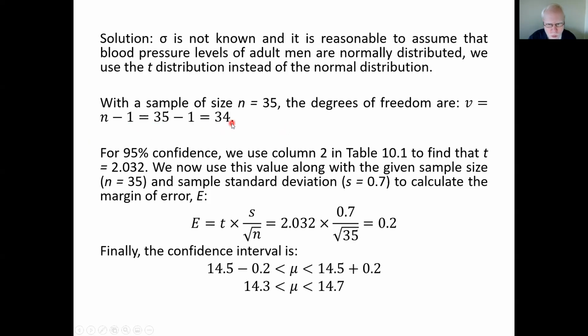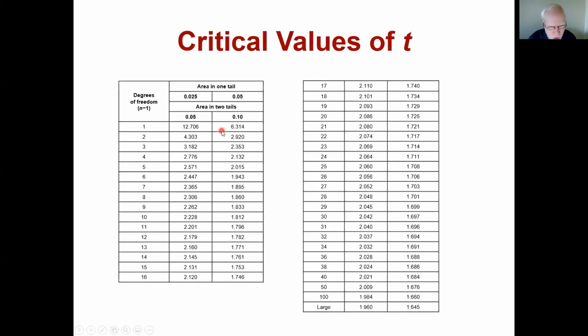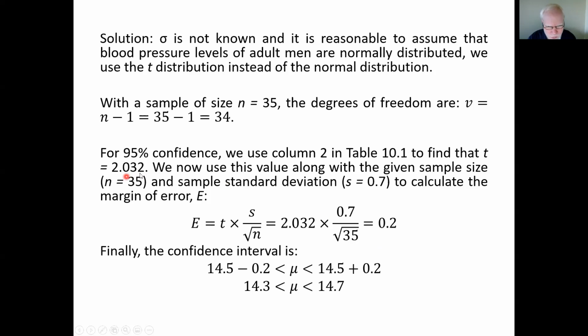So we take this 34, and because we're doing a 95% confidence interval, we go to column 2. So 34, column 2, what do we get? 2.032, right over here. 34, 2.032. And so we use column 2, and the critical value of t is 2.032.